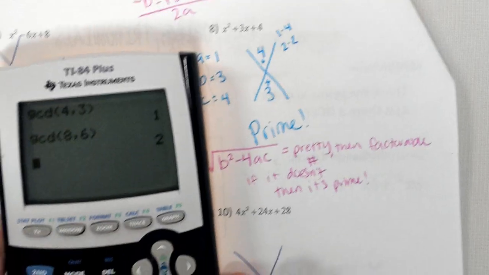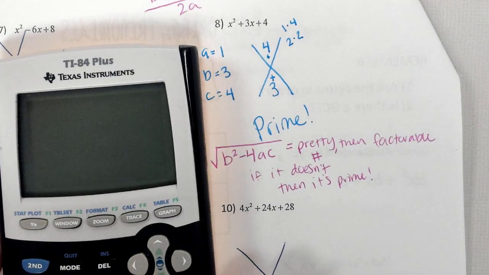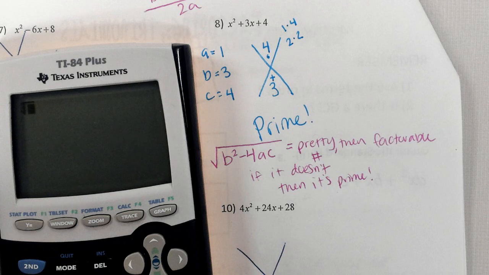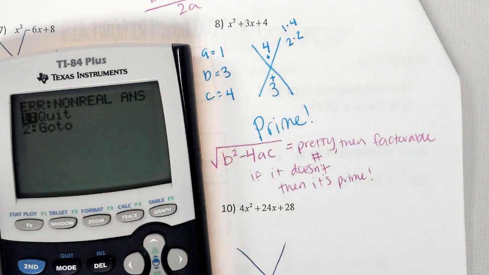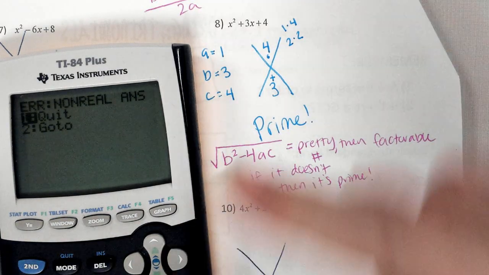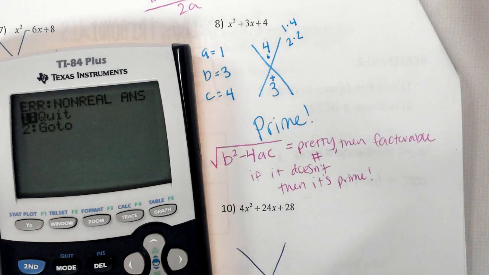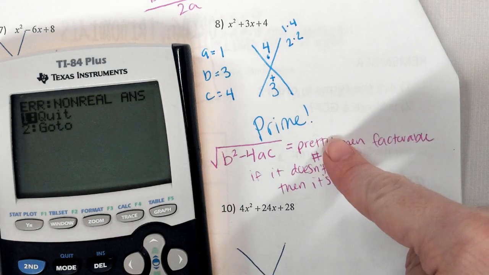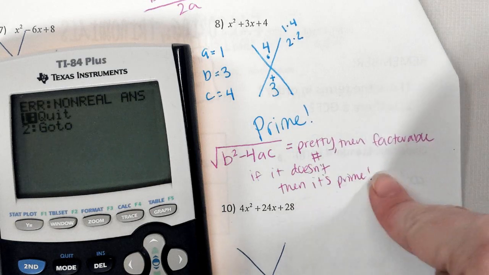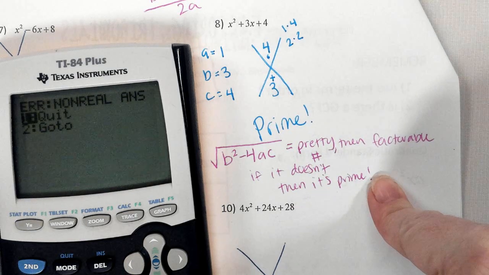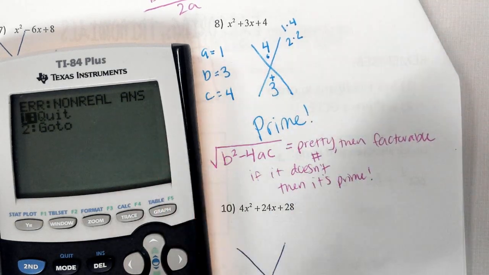Okay, so let's prove that it's prime. When I come to my calculator, I'm going to do square root of b squared minus 4 times a times c. And you see how it tells me non-real answer? That's because it's not factorable. It did not give me a pretty number, so it's prime. So we just proved that it's not factorable.